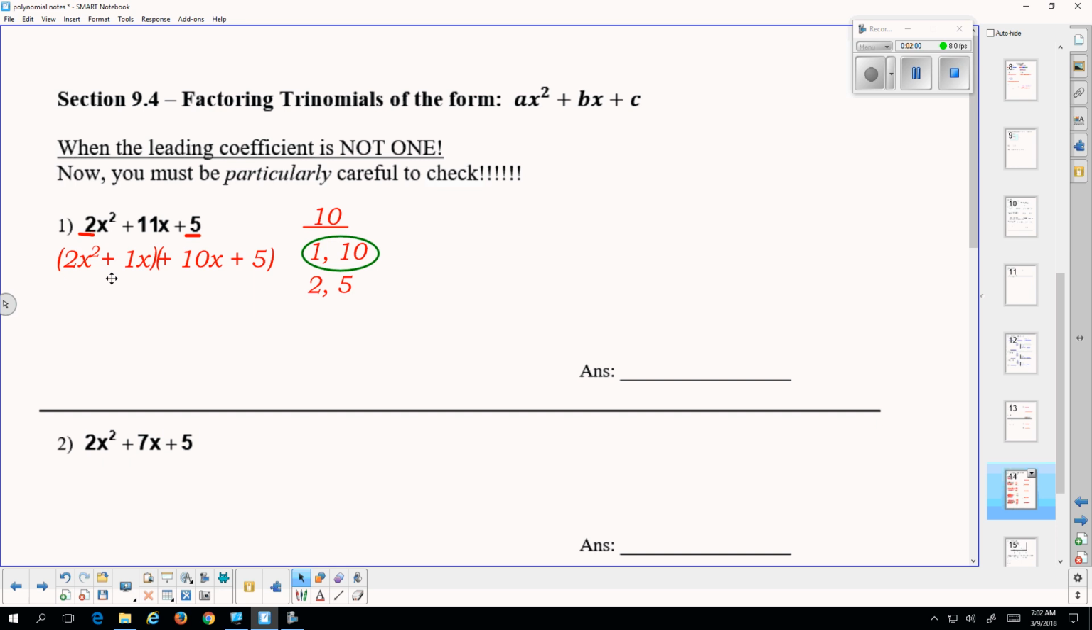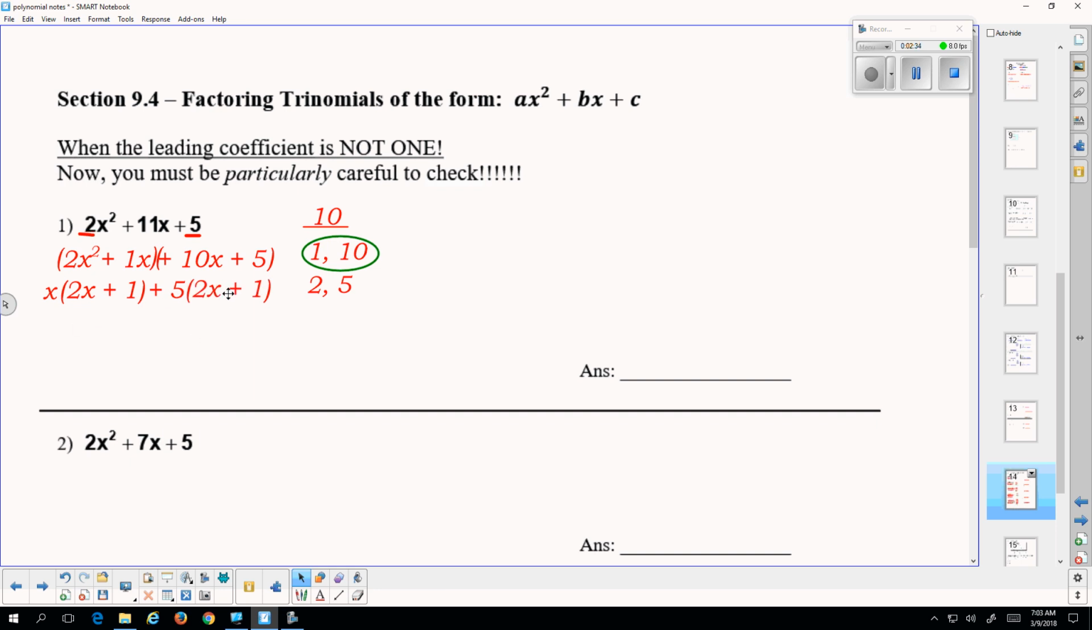So let's just focus on the first set of parentheses. What's the GCF of 2x squared and 1x? That would just be x. And then when you divide everything by x, that 2x squared goes down to a 2x, and that 1 just becomes a 1. Now over here, the GCF of 10x and 5. That's going to give me 5. And then 10 divided by 5 is 2, but the x is still there. 5 divided by 5 is 1.